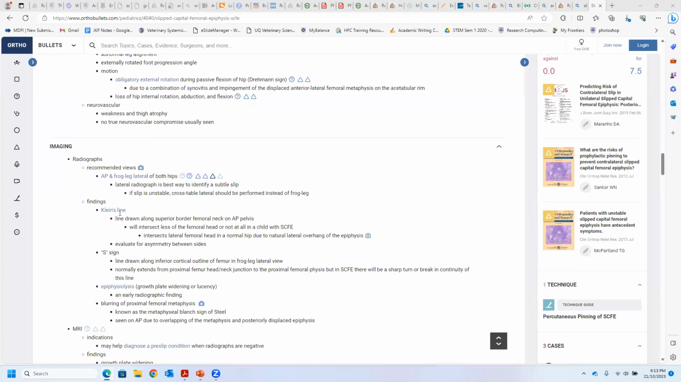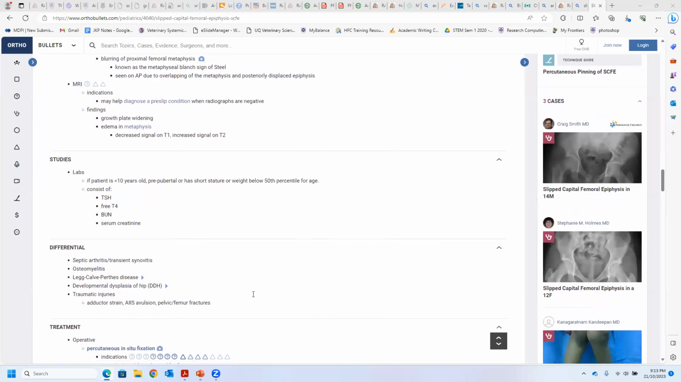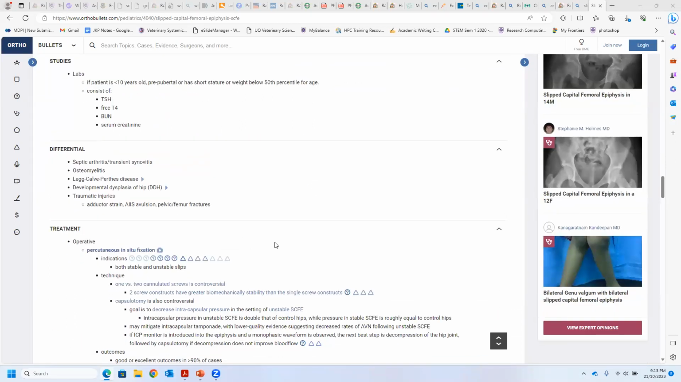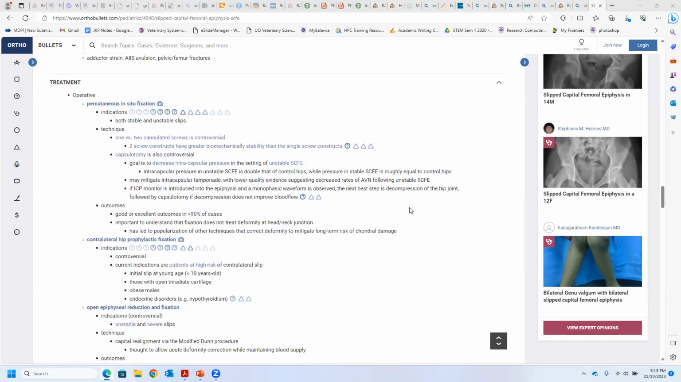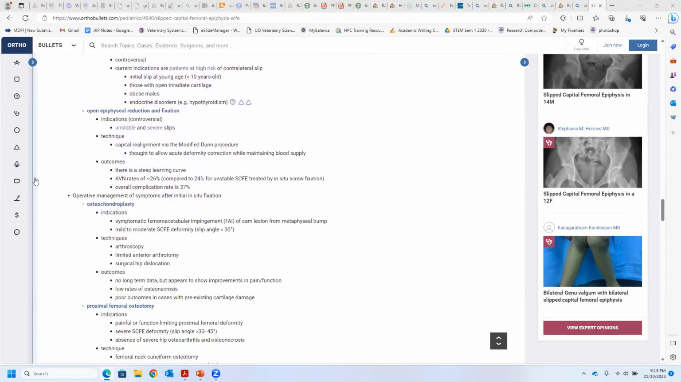Radiograph is the same as I have shown you. Klein's line, or Steel's metaphyseal blanch sign: a line is drawn from the neck of the femur towards the joint, and if it is passing through the head, that's good. If it is passing above the head, it means there is some slipping. MRI is the best imaging to do that, but X-rays can also be done. So treatment is percutaneous in situ fixation, and very important for you guys to tell the patient that they need to offload the joint and use pain relief, and an urgent referral for the fixation of the hip, okay? All right, any question, guys?